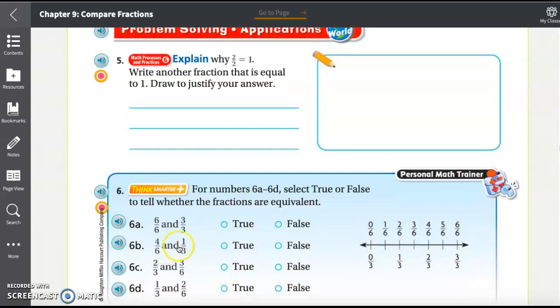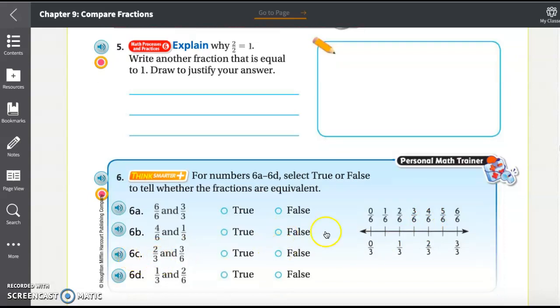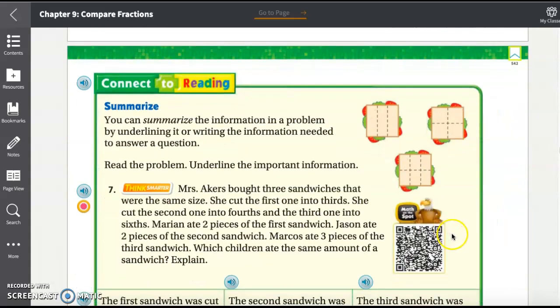They are true. 4 over 6 is equivalent to 1/3. So I see 4 over 6 here, and I see 1/3 here. Are these two equivalent? Are they the same? Negative. False. 2/3 and 3/6 over here and over here. Same? Equivalent? No, they are not equivalent. They are not on the same spot on the number line. 1/3 and 2/6 are on the same spot on the number line. Yes, very true. All right, very good.